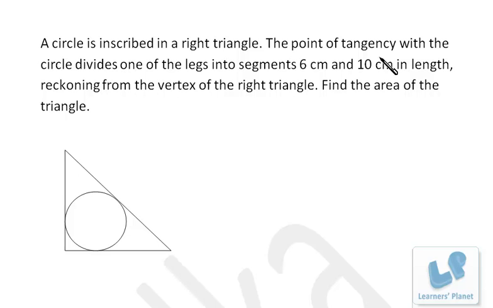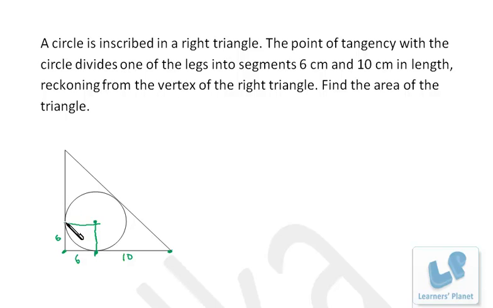Now the point of tangency with the circle divides one of the legs into segments 6 and 10, right? This is the vertex. From here to here is 6, and this must be 10, from this point to this point. Okay. Now this is the center of the circle, this and this, right? So this length and this length should be the same, then this and this should be the same. So all the lengths are 6 because this will form a square.